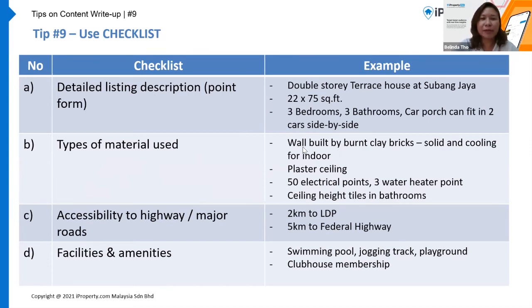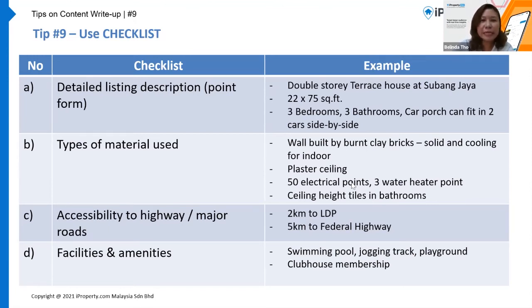So for example, what I can think of here is that the wall is using burnt clay bricks. As I mentioned earlier, this is a feature of the property. And what is the benefit of having these burnt clay bricks versus the sand bricks? The burnt clay bricks are going to be better in terms of insulation and cooling for the indoor. So I'm telling the benefit and also the features in my description here.